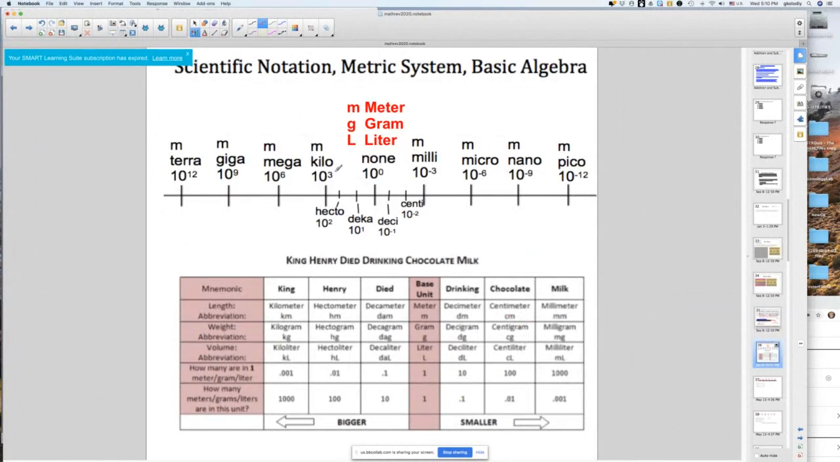Now you can keep going past kilo. For example, 10 to the 6th is called mega, 10 to the 9th is called giga, and 10 to the 12th is called tera. And you could also get smaller and smaller. We talked about milli. Micro would be 1/1,000,000th of something, 10 to the -6th. Nano would be 1/1,000,000,000th. And pico would be 10 to the -12th.